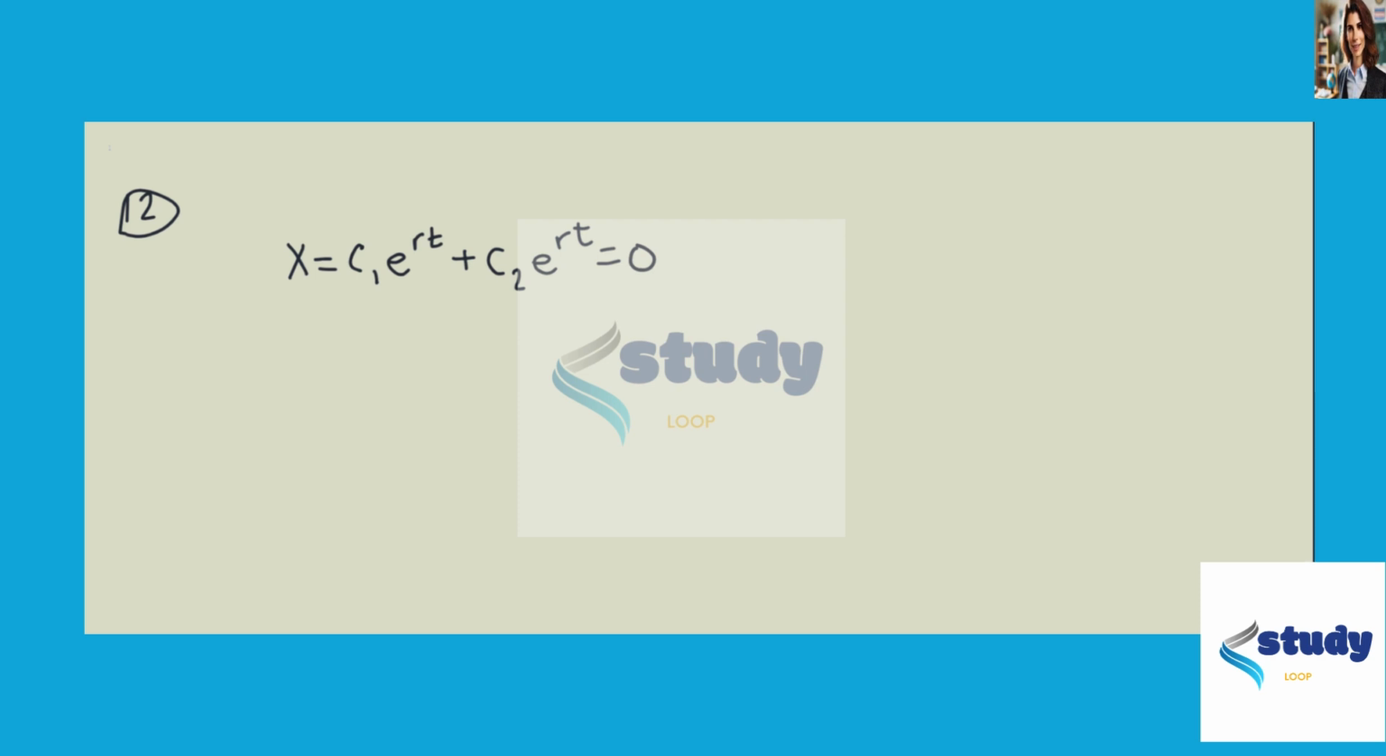So I'm going to factor out my e to the rt power. And I'm left with c1 plus c2. Oh, there's a t in here. Sorry. Times t equals 0, dividing both sides by e to the rt. I'm left with c1 plus c2 times t equals 0. Therefore, c1 equals negative c2 times t. And the signs are opposite.